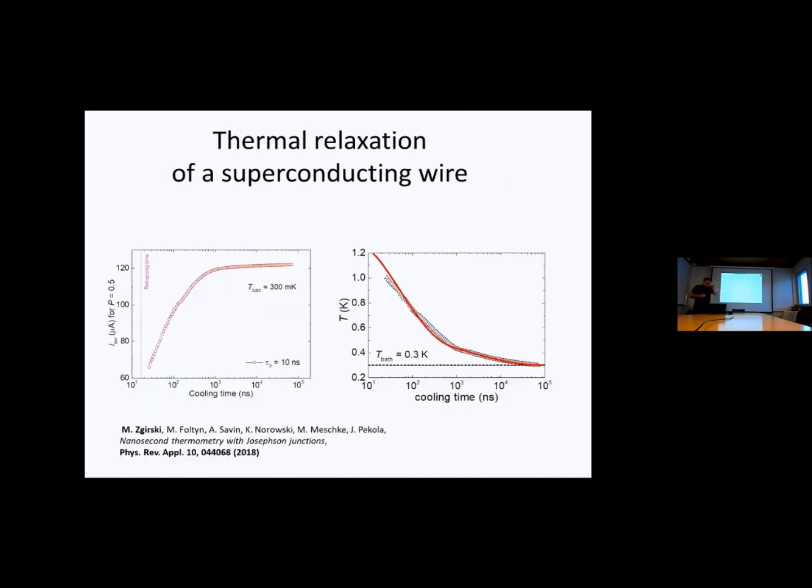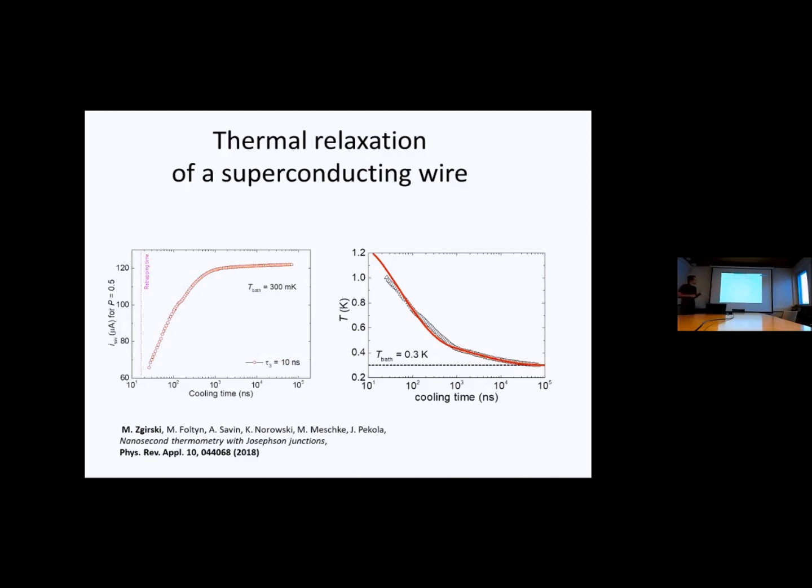So here is the proof of concept experiment. What we do here, we switch the bridge, and then this bridge relaxes to the bath temperature. So we have a bridge connected to a superconducting nanowire. Once we switch it, the full wire is in the normal state, and now it cools down.